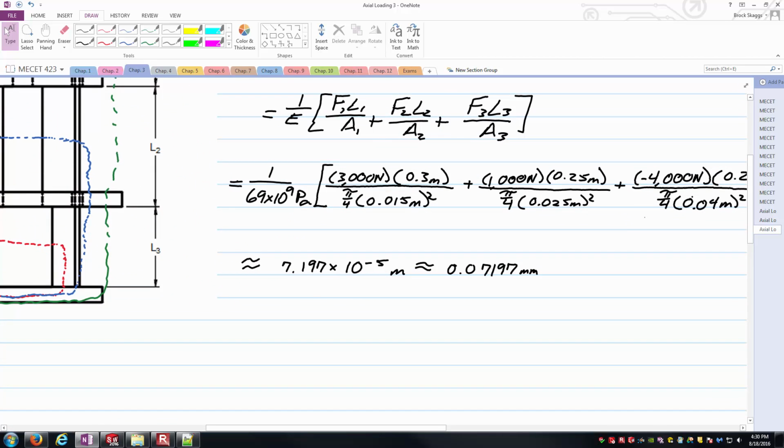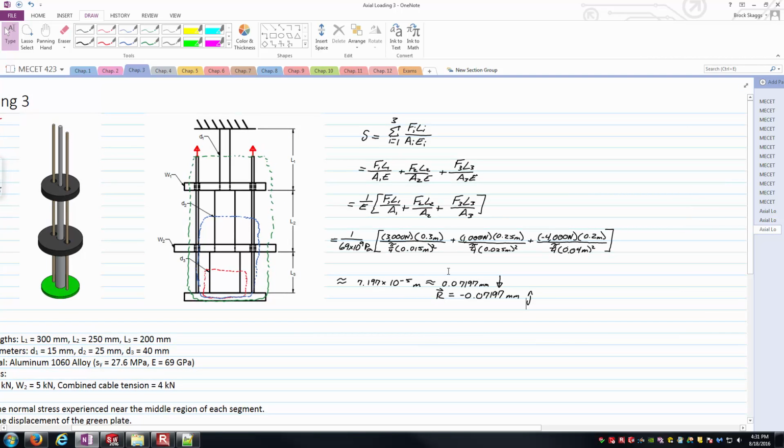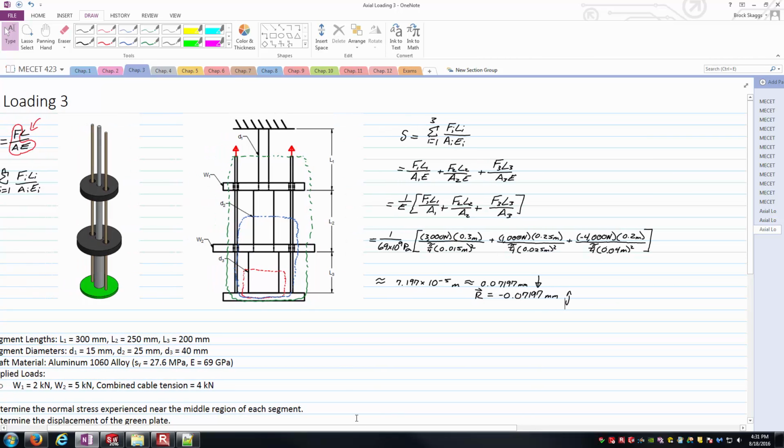So the 0.07197 is downward, or if we want to talk about it as some displacement r vector, we'd say something like negative 0.07197, units would be in millimeters. And we'd say, hey, it's in the jth direction there if you want to think of ijk unit vectors. And that would be the answer to part 2 or task 2 of this problem.